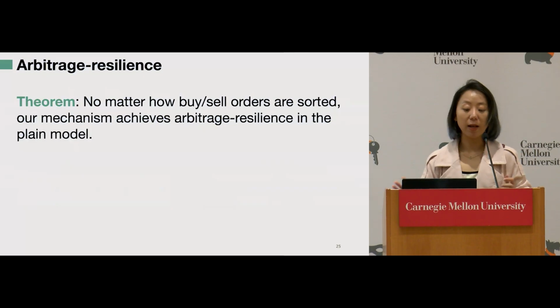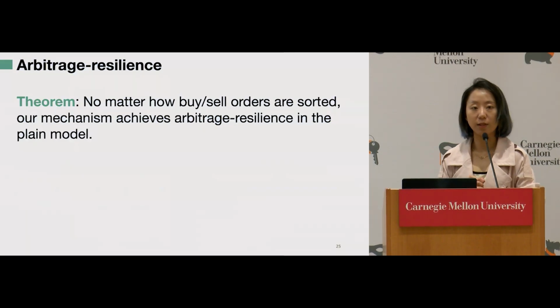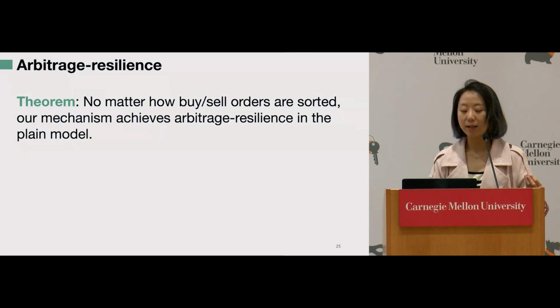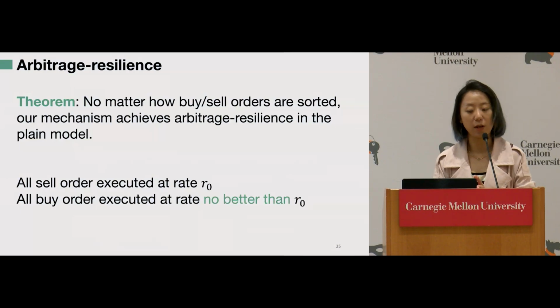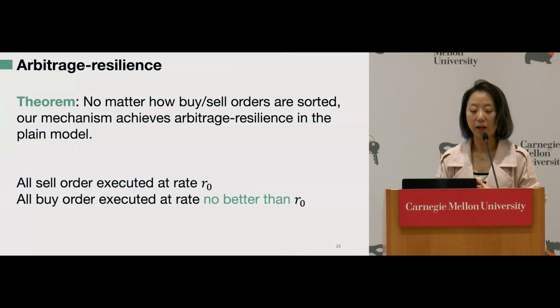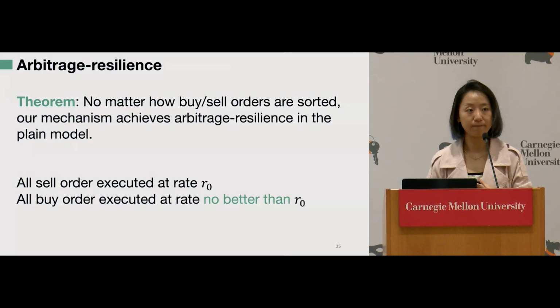So formally, this mechanism achieves arbitrage resilience in the plain model no matter how the buy and sell orders are sorted. The intuition is straightforward with our example, because all the sell orders are executed at rate R0, 1/3, and all the buy orders are executed at a rate no better than R0. It will only get worse. So there is no way for an arbitrager to gain apple without losing cherries.